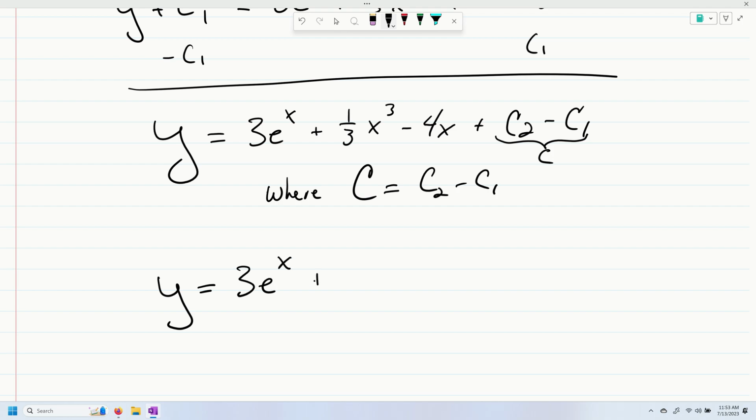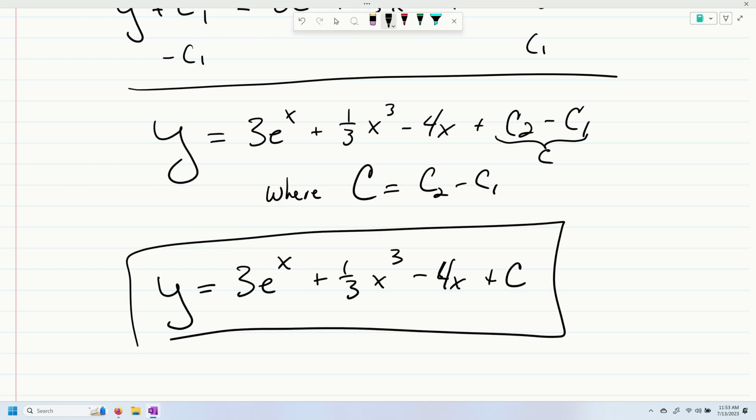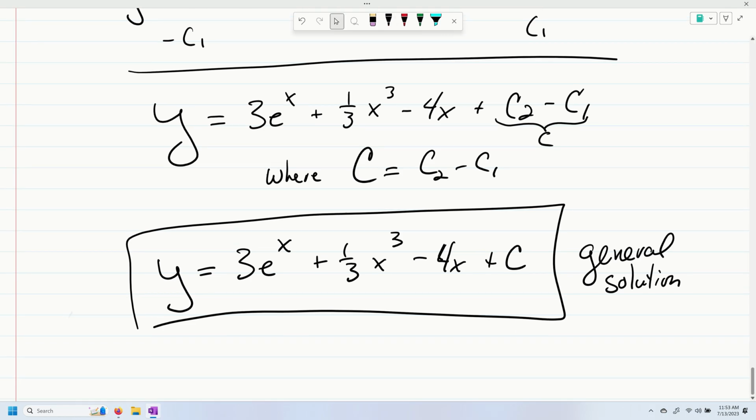3e to the x plus 1/3 x to the third minus 4x plus our constant. So this is our general solution right here. All right. So like I said, it's very straightforward. You're just integrating the left, you're integrating the right, you're combining the constants to make a general constant, and we just found our general solution by solving for y.